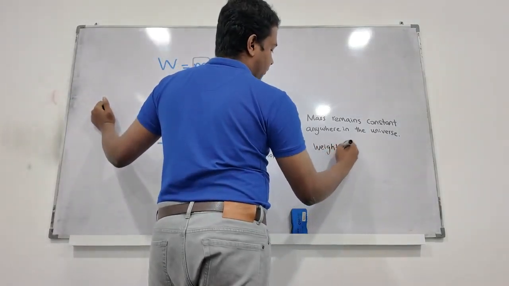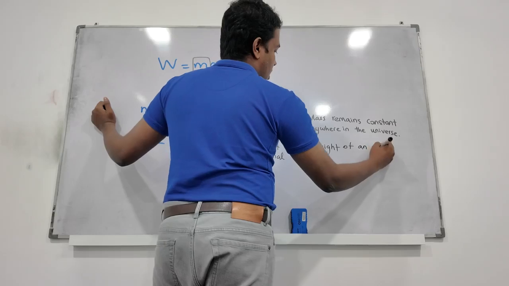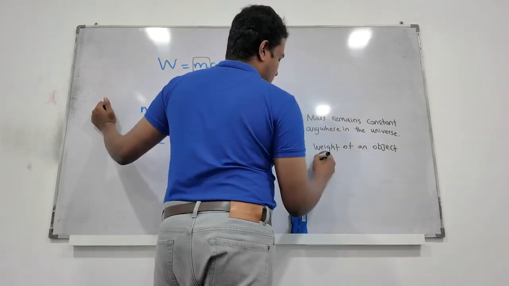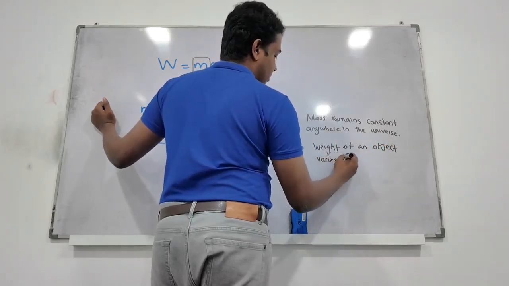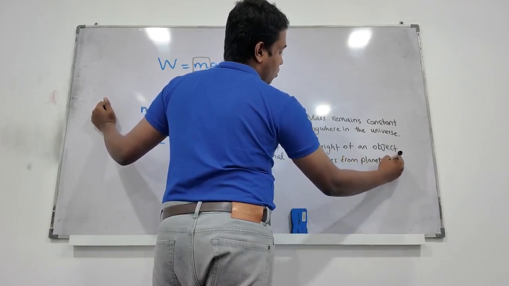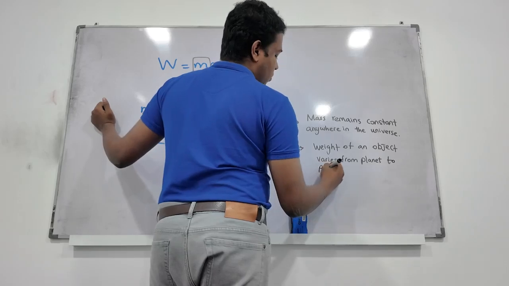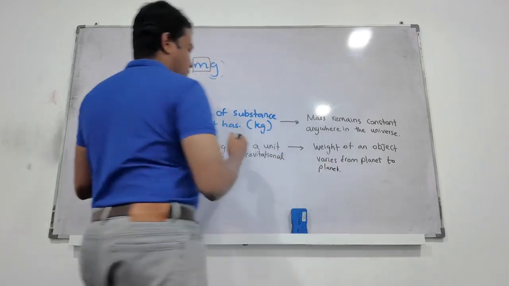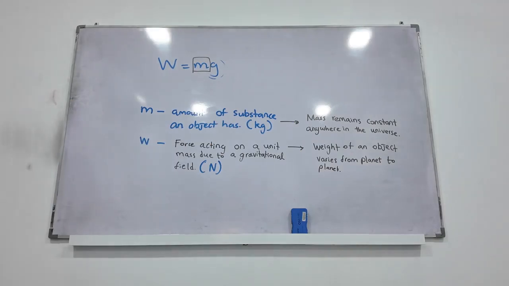I'm going to say the weight of an object varies from planet to planet, or from one planet to another planet. That is neater if you write it like that. I have written from planet to planet. Anyway, this is what you need to know about weight and mass.